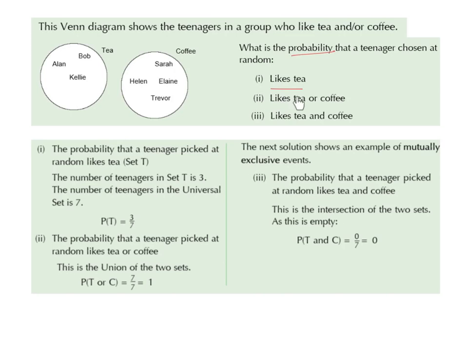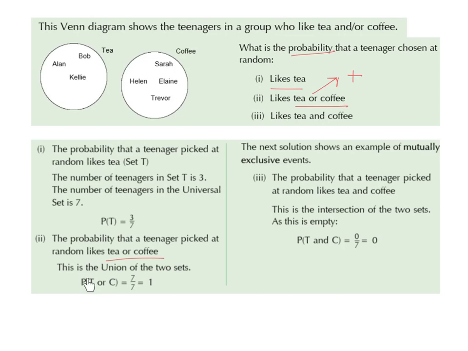Part 2, that they like tea or coffee. So we're trying to figure out the probability that a teenager picked at random likes tea or coffee. So very important to note that in probability, or means add. So it's going to be the probability that they like tea plus the probability that they like coffee. So this is really the union of the two sets. There's 3 of them here, 4 of them here, so 3 plus 4 makes 7. So or means add in probability.